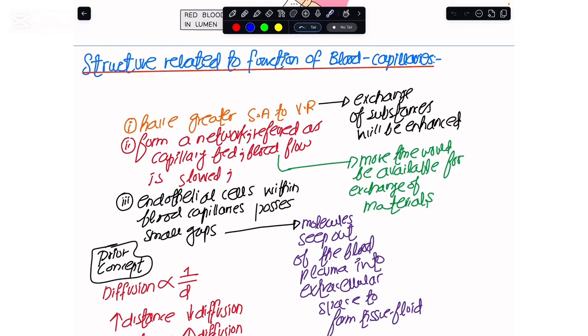to the volume ratio, so it would actually be enhancing the exchange of the substances. Now, as I have said, wherever these blood capillaries would be, they basically make the network of them, and this is the capillary bed. So when they make the network, you see that the blood has got multiple diversions from where it would be required to flow. So in this way, the speed of the blood is slowed down. And when the speed of the blood is slowed down, more time would now be available for the exchange of the material to be taking place.